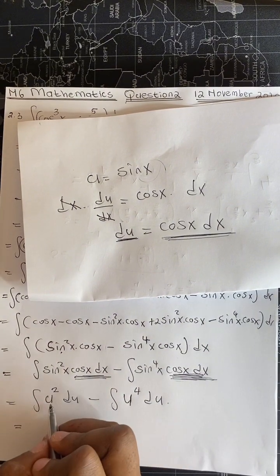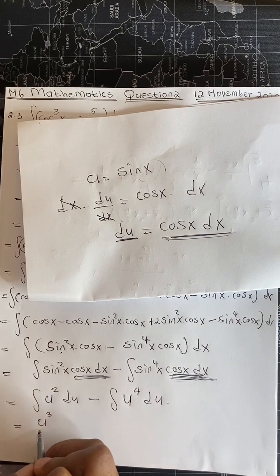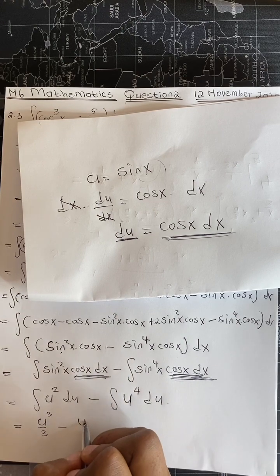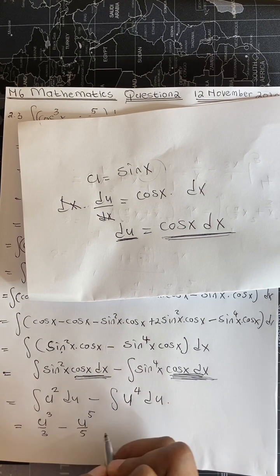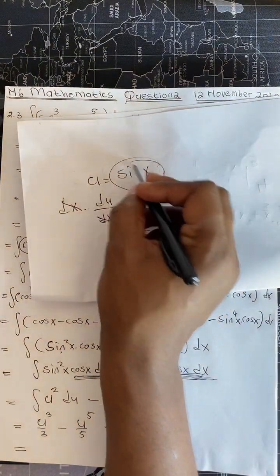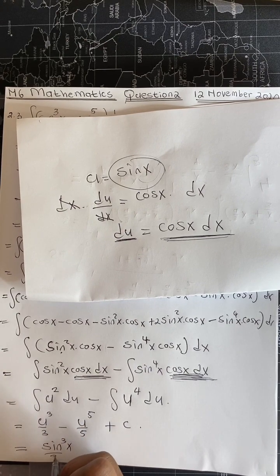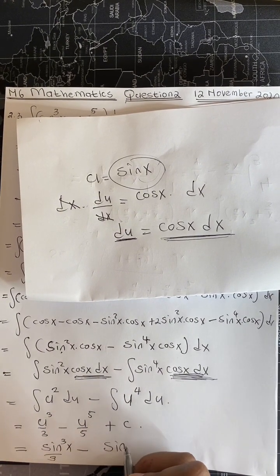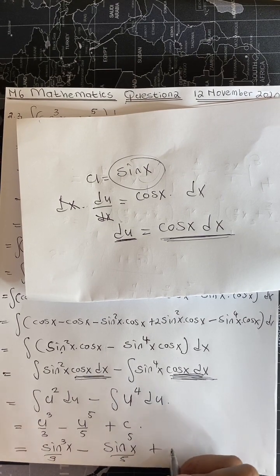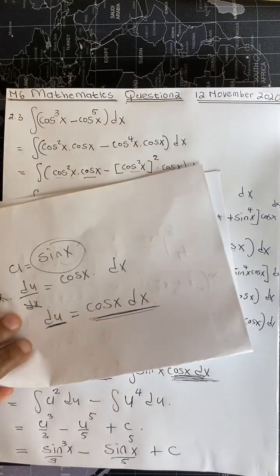So standard integral, the integral of u to the power 2 with respect to u will be u to the power 3 over 3, minus the integral of u to the power 4, u to the power 5 over 5, plus c. Let's substitute back the sine x in the place of u. So this will be sine cubed x over 3 minus sine to the power 5 x over 5 plus c. And this will be our answer for question 2.3.